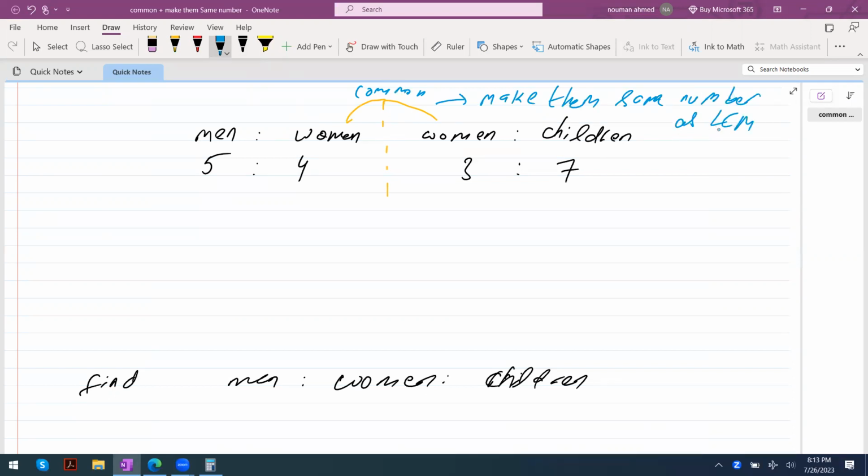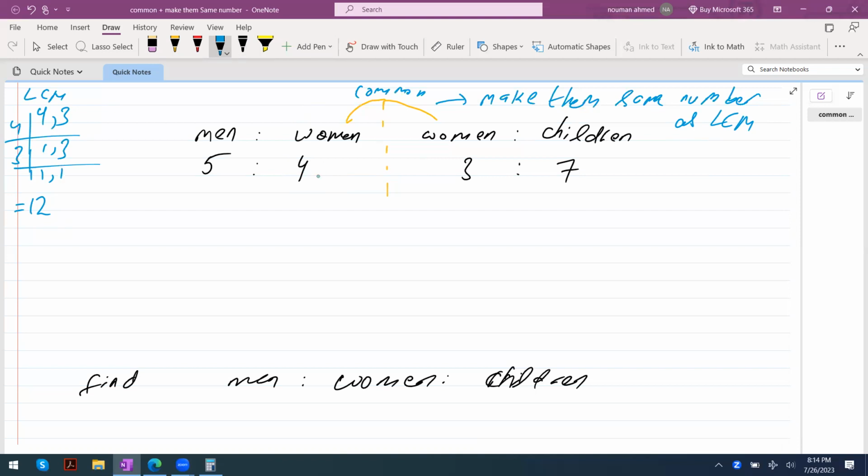Make them the same number as the LCM. What is the LCM of 4 and 3? The LCM of 4 and 3 is 12, right? So we need to make this 4 and 3 as 12. How can we do that? 4 threes and 3 fours.